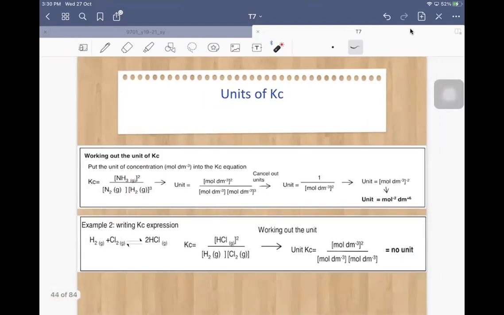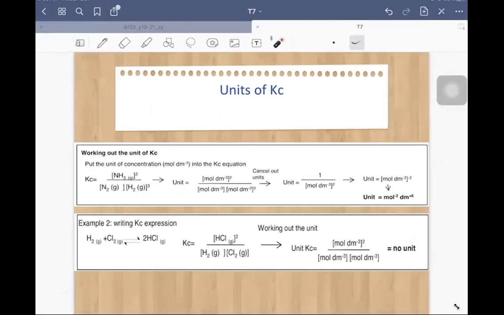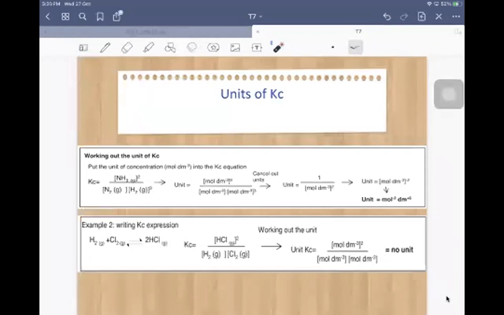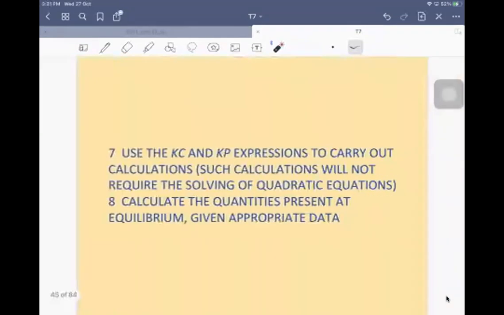This is just an elaboration on how to work out your units. We've already done this yesterday, but if you feel like you need more practice, you can find some questions in the textbook, and in the exercise 7.1, there should be a few questions that allow you to practice working out your units. Today, we're going to do the calculations of Kc and Kp, and this falls under learning objective number 7 and 8.